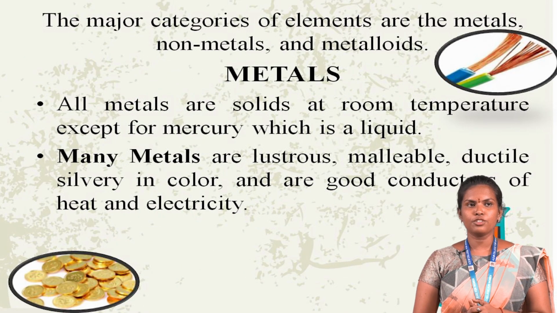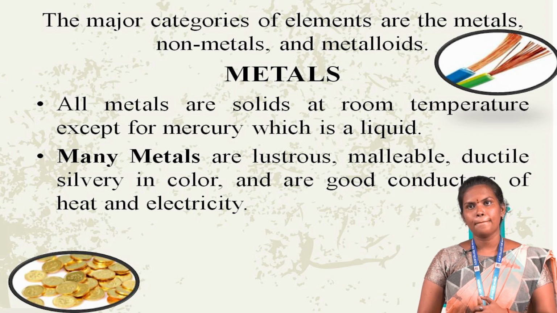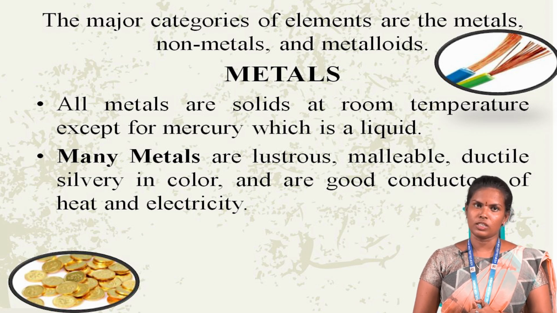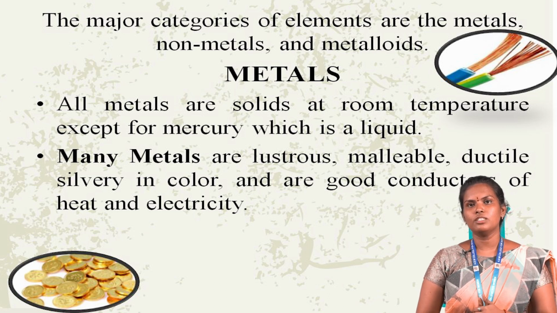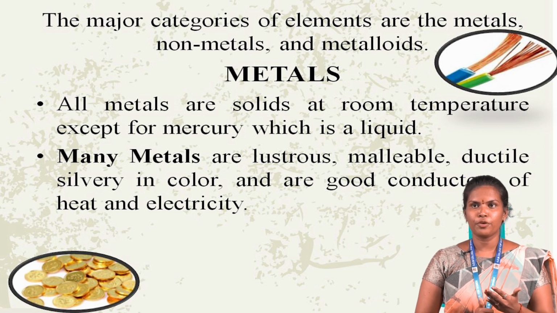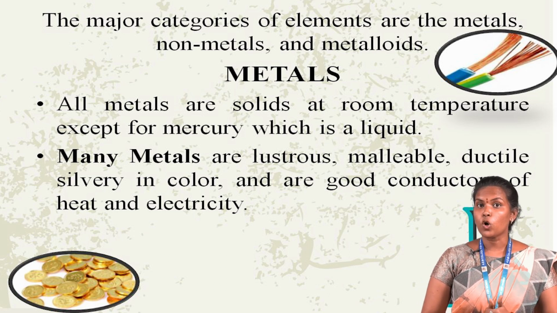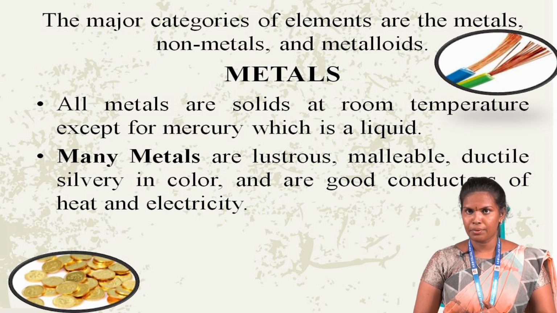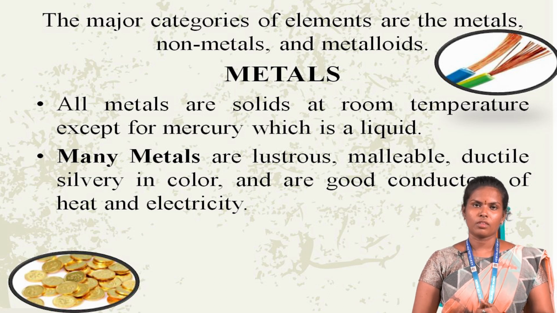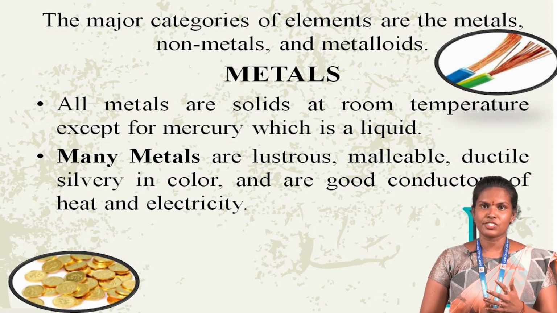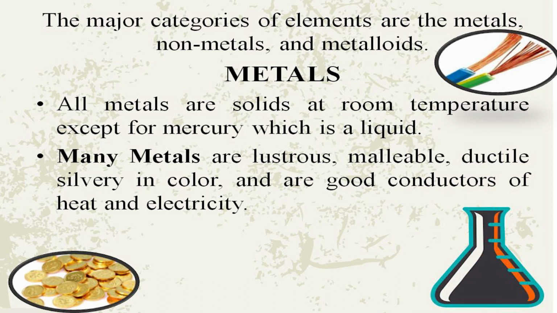The major categories of elements are the metals, non-metals and metalloids. Metals. All metals are solids at room temperature except for mercury, which is a liquid. Many metals are lustrous, malleable, ductile, silvery in color and are good conductors of heat and electricity.